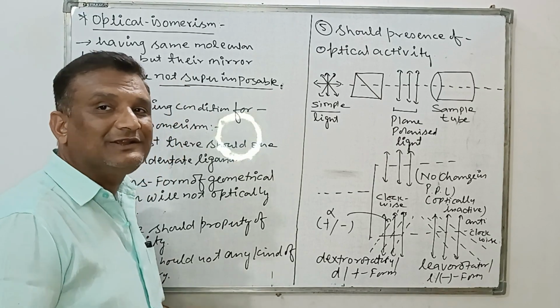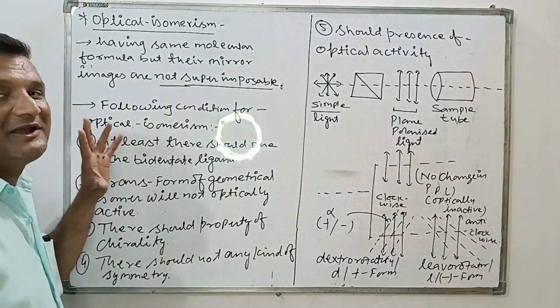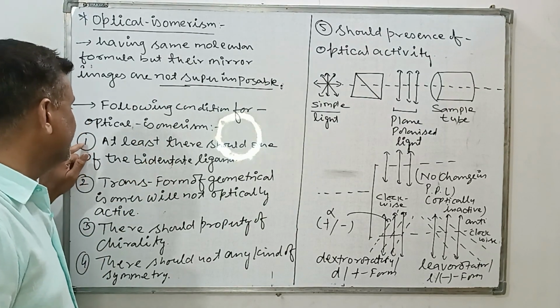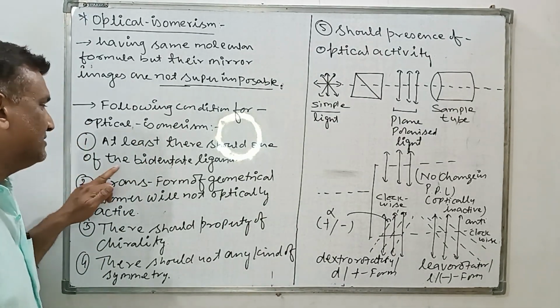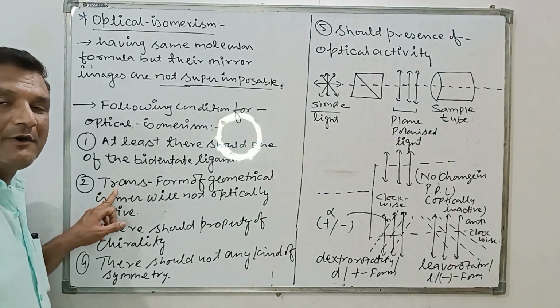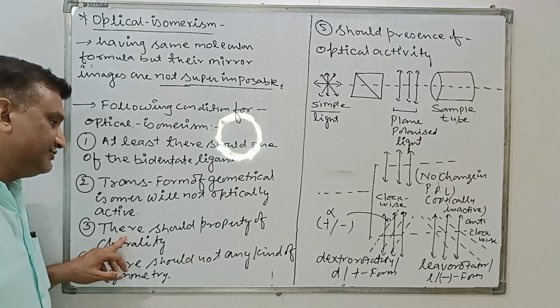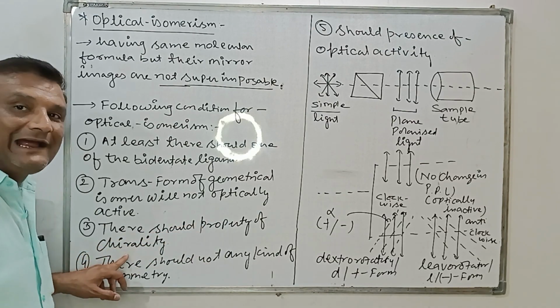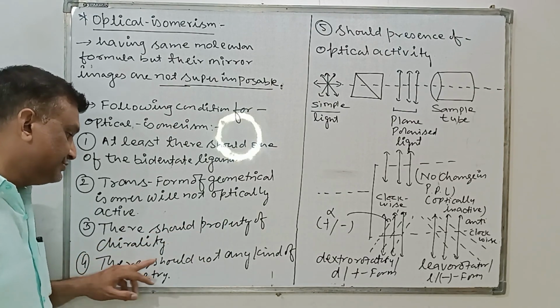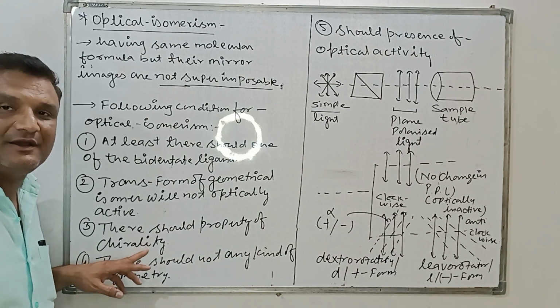So there should be the following conditions for optical isomerism or optical isomer. There should be at least one bidentate ligand. Trans form of the geometrical isomer will not be optically active. There should be the property of chirality in the molecule. There should not be any plane of symmetry, or center of symmetry, or axis of symmetry.